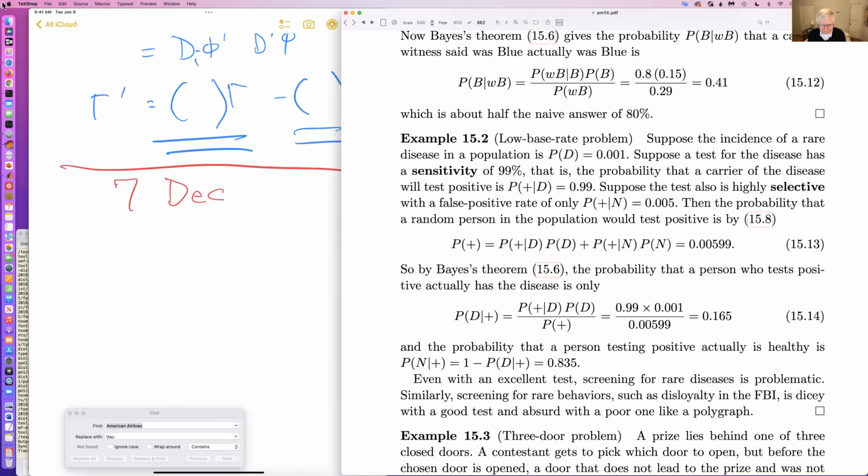So what this means is that if you have a test, then screening for rare diseases doesn't work very well. It's also true that screening for rare behaviors is dicey, even with a good test. And it's absurd if you have a poor test like a polygraph.